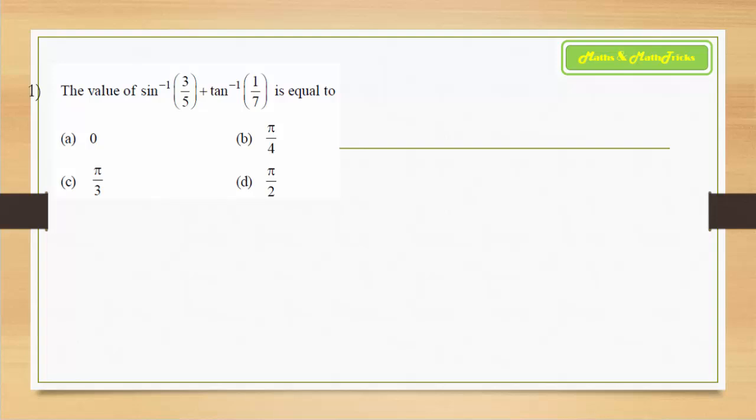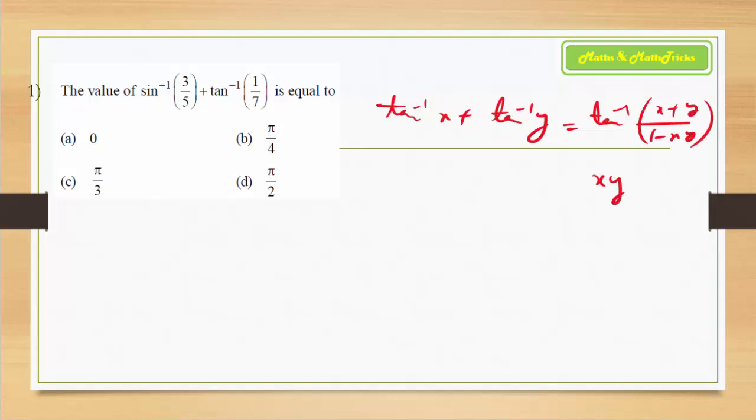So this question is basically on the formula of tan inverse x plus tan inverse y is equals to tan inverse of x plus y upon 1 minus xy when you have verified that x into y is less than 1. So this is the formula we are employing into this problem, but here we have to convert very first sine inverse 3 upon 5 into tan inverse.